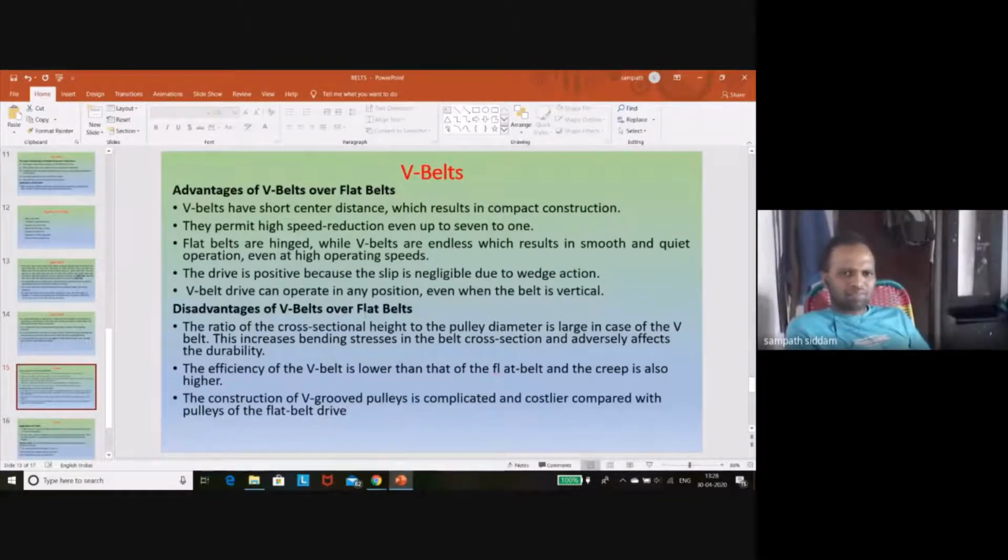And next is V belts. V belts are not a part of your syllabus, but even then I have listed them here. Sometimes, who knows, an examiner may ask without going through the syllabus. So I have listed the V belts' advantages and disadvantages over flat belts.